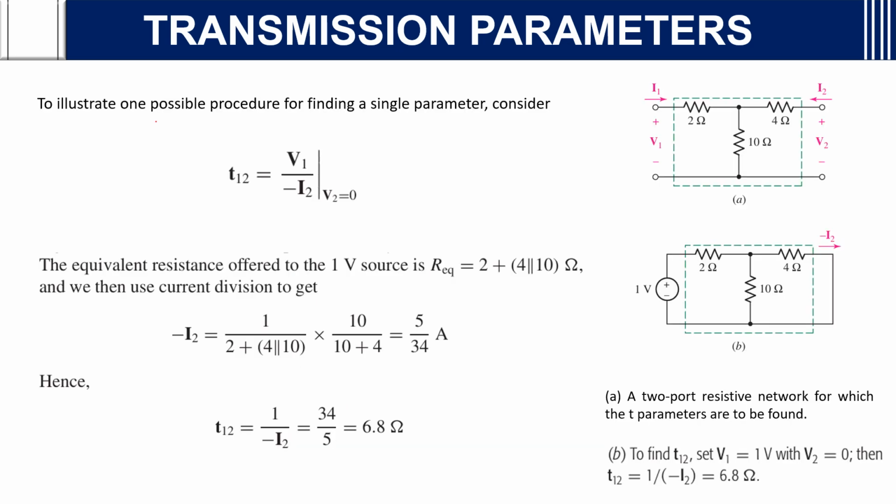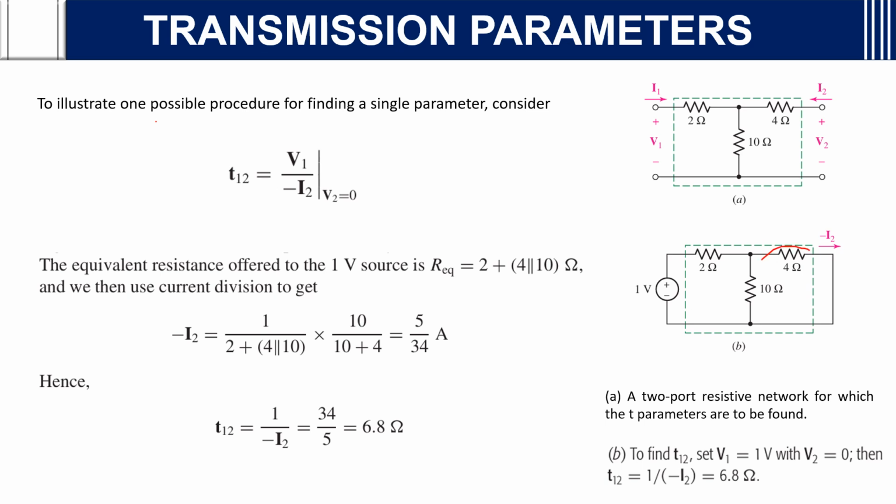Here we have illustrated one possible procedure for finding a single parameter. I will show how to do it. T12 is equal to V1 by minus I2, with V2 equal to 0. Nothing but we can short this V2, as shown here. If you see here, minus I2, the direction is the right side itself, but you are taking it as minus I2. Then the equivalent resistance offered to the 1 volt source is R equivalent.